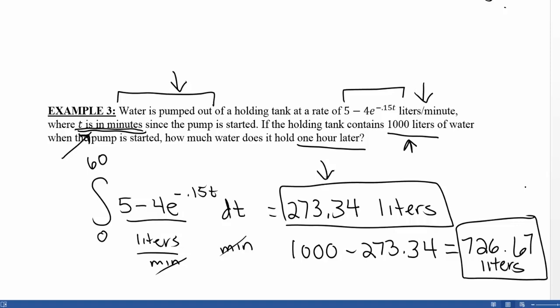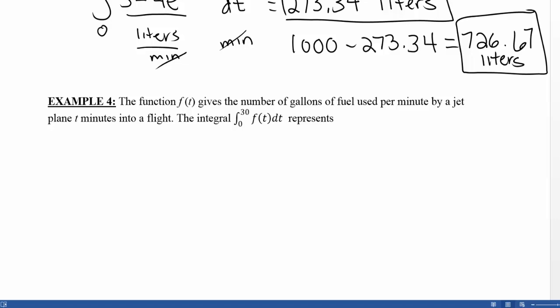Let's look at another. Example 4. The function f of t gives a number of gallons of fuel used per minute, so gallons of fuel per minute, by a jet plane t minutes into a flight. The integral 0 to 30 of f of t dt represents, so again, we're interpreting what the integral means.